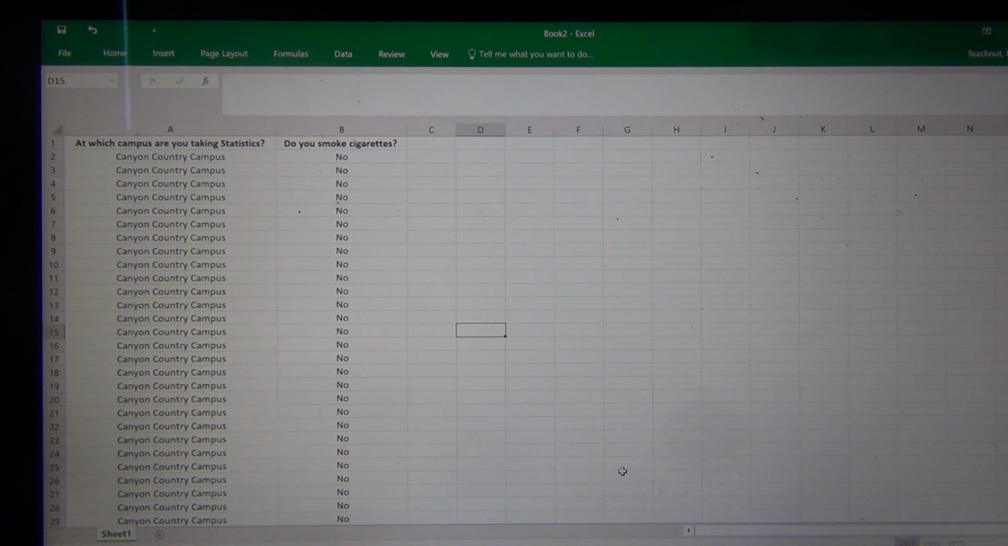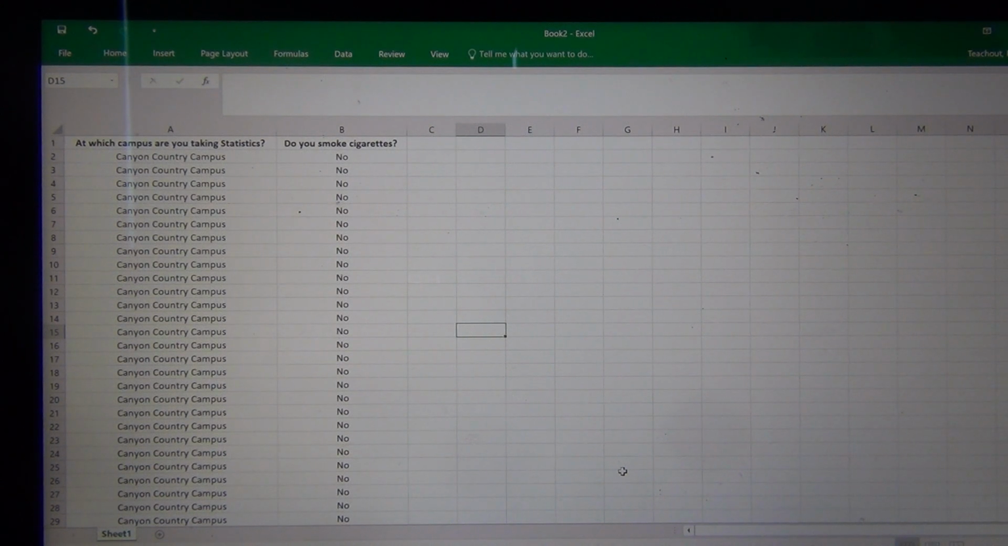So let's get started. All right, so you can see in front of me, I've got an Excel spreadsheet. This data came from stat students from College of the Canyons. College of the Canyons actually has two campuses, the Canyon Country campus and the Valencia campus.